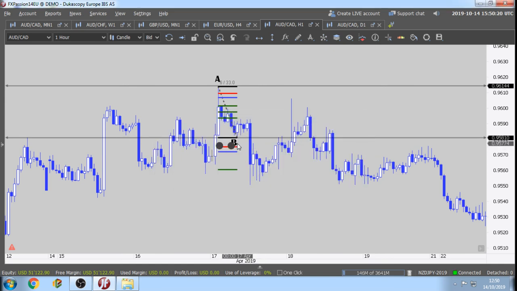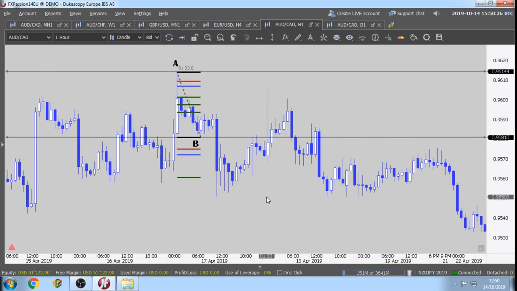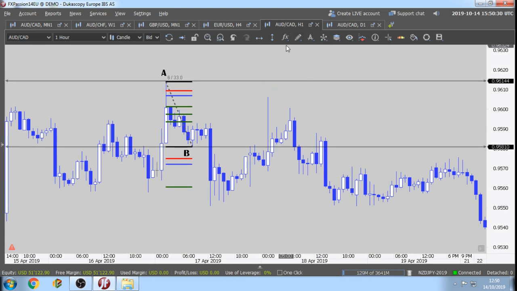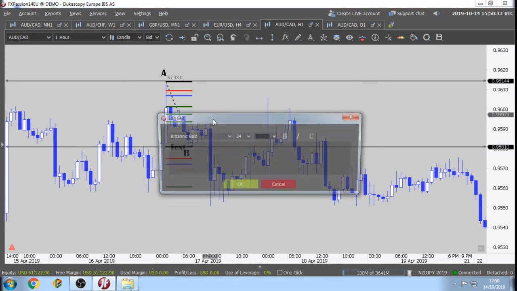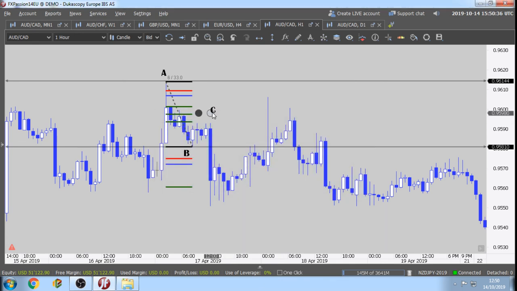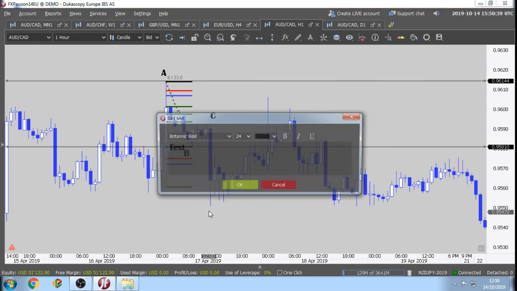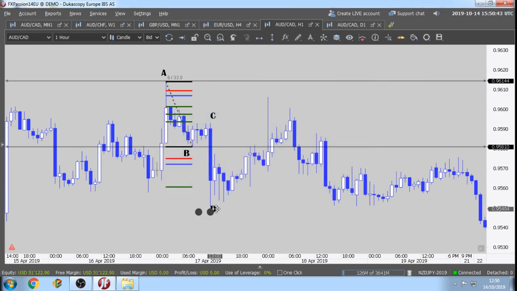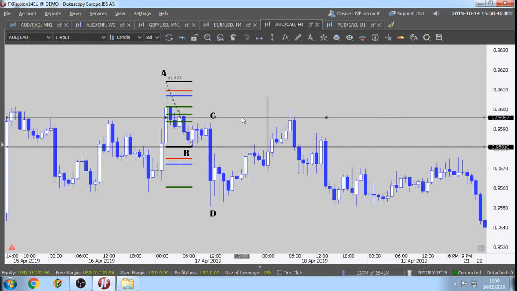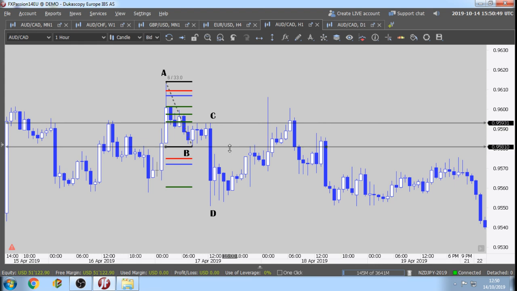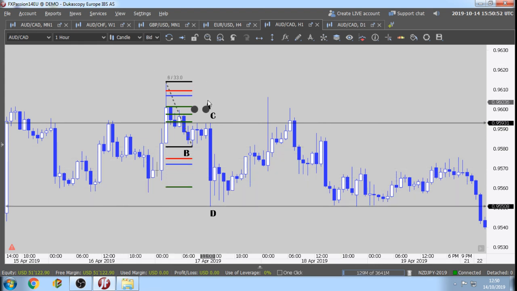A to B, right? C to D. So we are going to draw another sequence, A to B. This is our C, and our D extension must be a low. This is our D. Now I'm going to move my horizontal lines. This is the A, this is the C. Our B is down here, A to B. The market stopped us out in here, right?